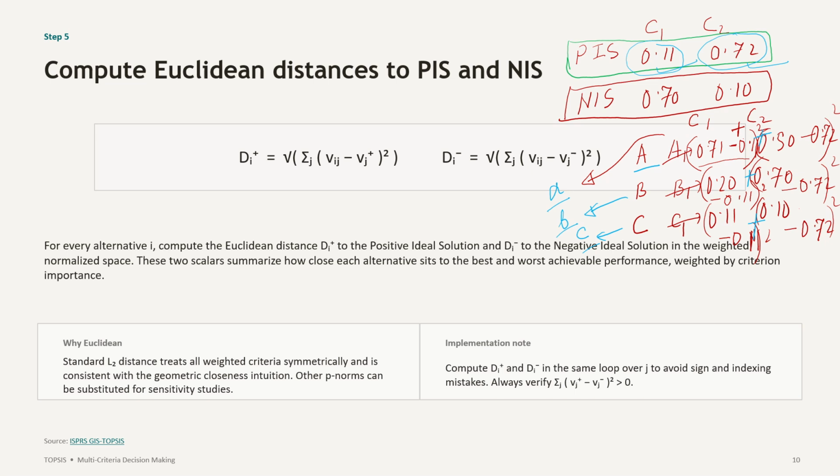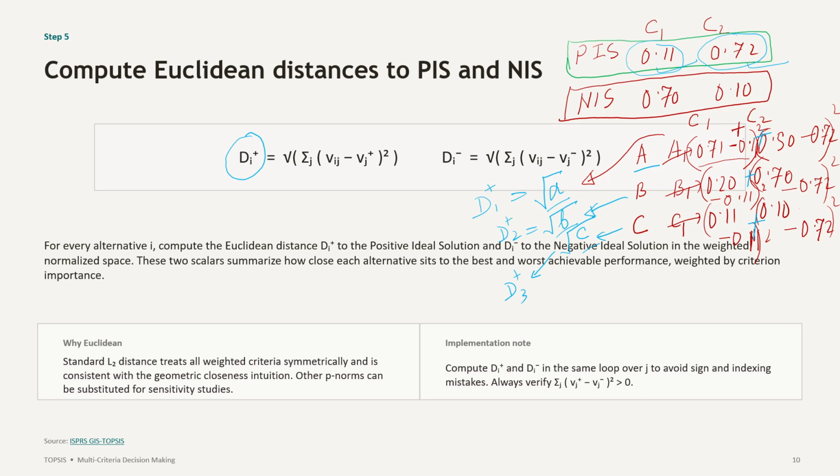After we get this term A, B, C, we will just square root it. And then we will get this D plus for each of the alternatives. The square root of A will be D1, square root of B will be D2, square root of C will be D3, or you can say it as DA, DB, DC, whatever it may be. But this D is plus, because this is for the positive ideal solution.